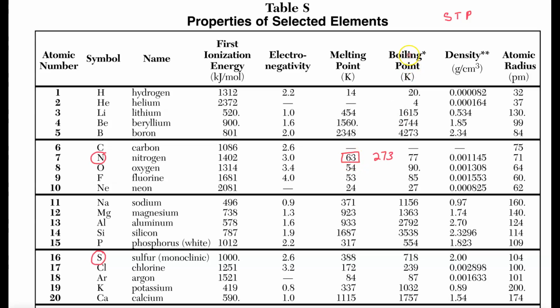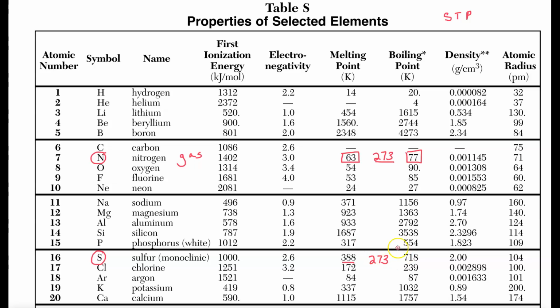But check this out. Boiling point is 77. That means it boils at 77. If we're at 273, it already boiled. To get to 273, you have to pass 77. So this tells me nitrogen is a gas. That's how you do that. Now, sulfur's melting point is 388. At STP, we're at 273, which means we're below the melting point, so it hasn't melted yet, and sulfur is a solid.